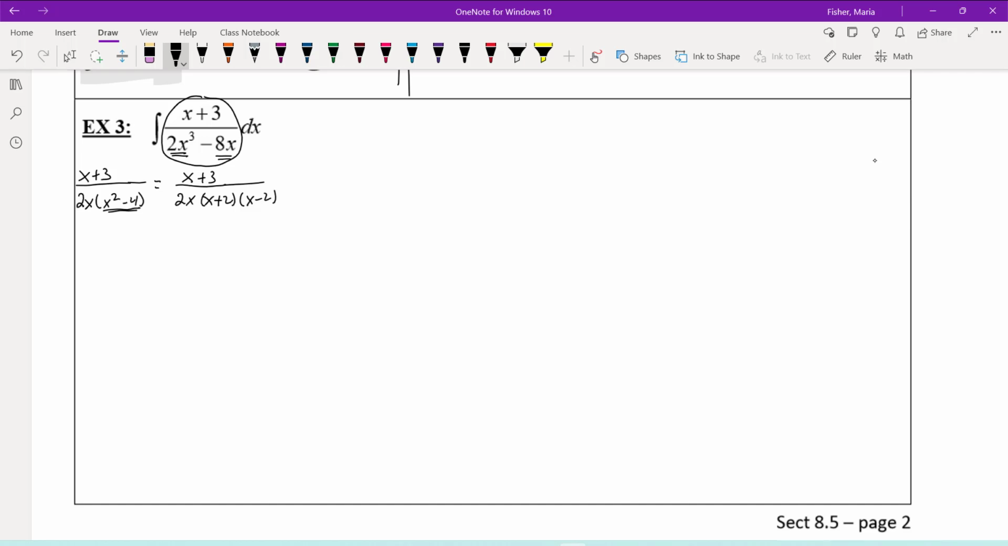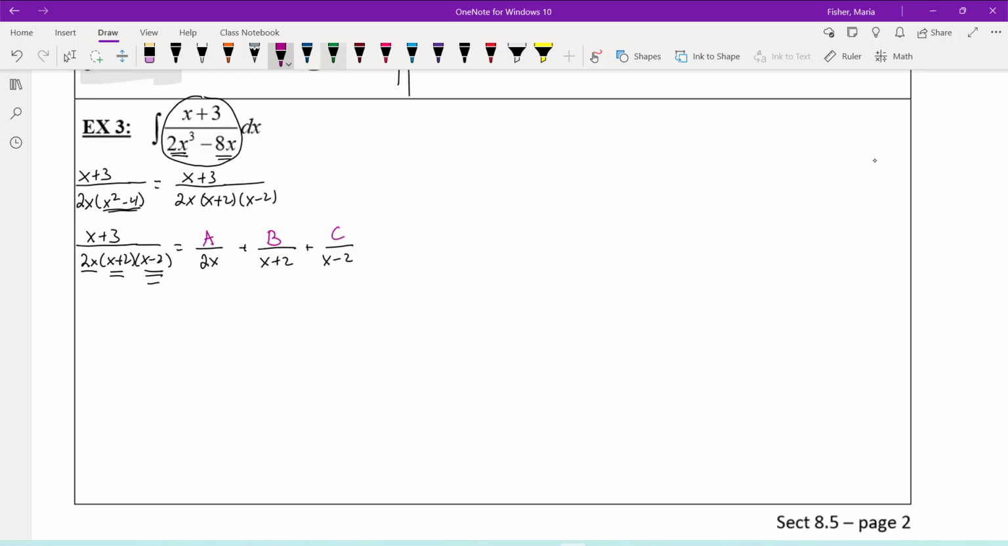Now I'm going to set up my partial fraction decomposition. So if I rewrite it right here, x plus 3 over 2x times x plus 2 times x minus 2, I know it's going to be, well, there's 3 different denominators. All 3 of them are linear. I have 2x, x plus 2, and x minus 2. And I know that over linears go constants. So I'm going to write a, b, and c.